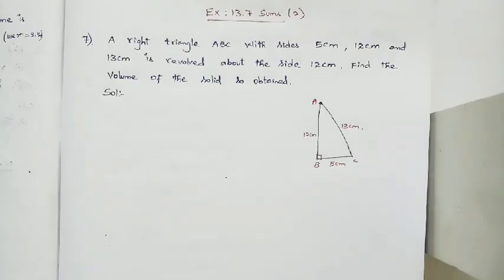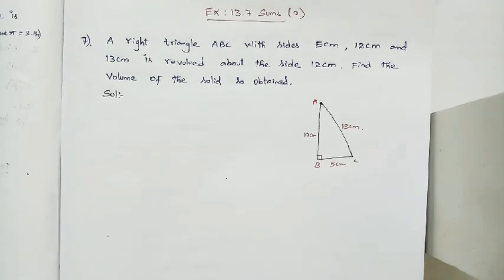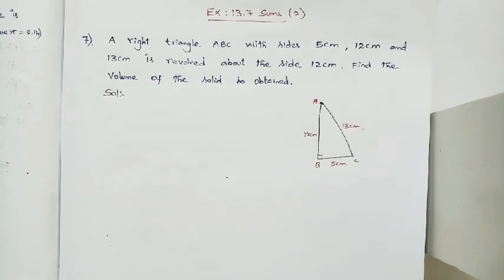Hi students, today we are going to see Exercise 13.7. We have already completed up to sum number 4, and sum number 5 and sum number 6 you can take as homework. I will explain them later. Now we are going to see sum number 7.